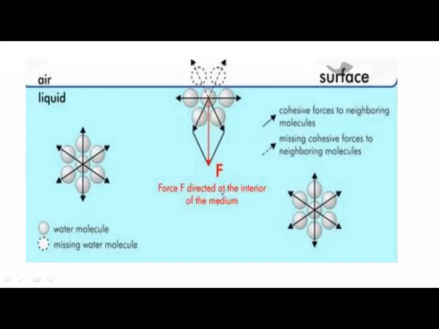Because of this unbalanced force, when you draw a line perpendicular, can you see this perpendicular? The force directed at the interior of the medium, acting on the unit length of the surface of the liquid, is called what? Surface tension. So I can say surface tension, let me denote it as γ, is equal to force by length. So its unit is Newton per meter.